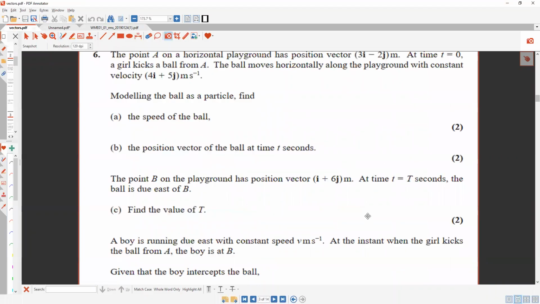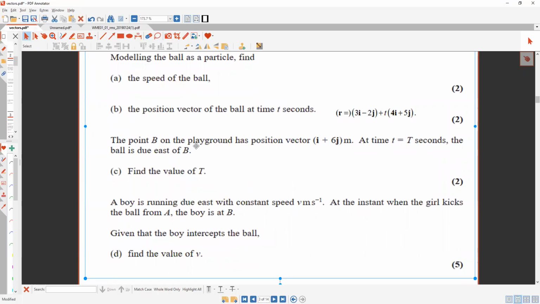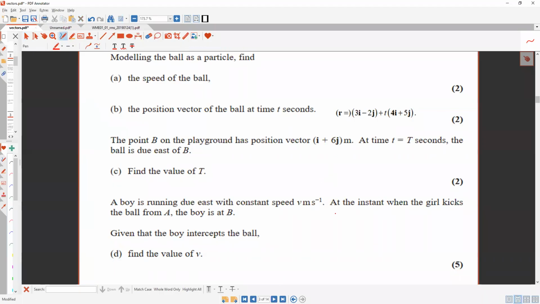I need this. Fine. They said the point B on the playground has a vector. At time t is equal to capital T seconds, the ball is due east of B. I told you guys this is almost exactly a similar question I did last class. I already said if they say north or south, your I values are same. And if they say east and west, your J values are same.